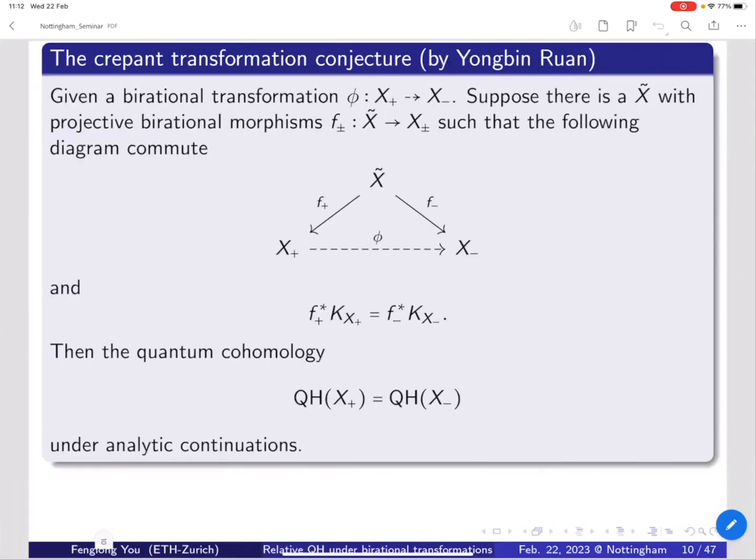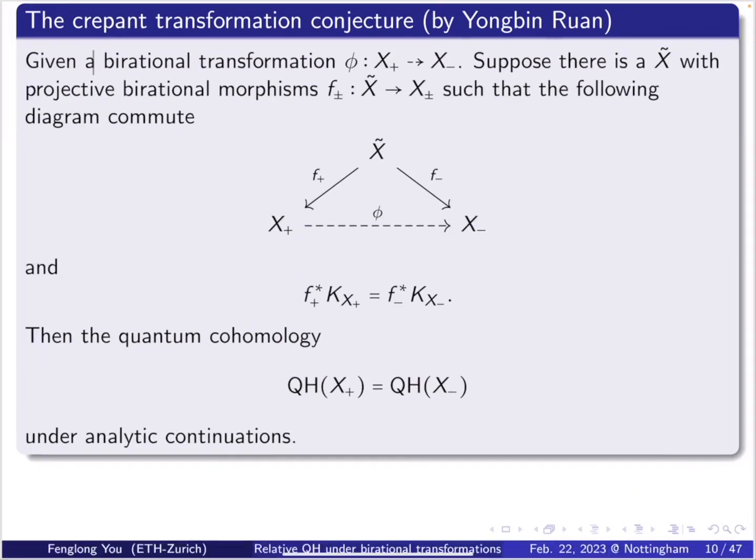There's an explicit conjecture by Yongbin Ruan. It's called the crepant transformation conjecture. It says that if there's a crepant transformation, so if X plus and X minus are birational, and there's an X tilde, with projective birational morphisms from X tilde to X plus and X minus, crepant means that they are K-equivalent and satisfy this equation.